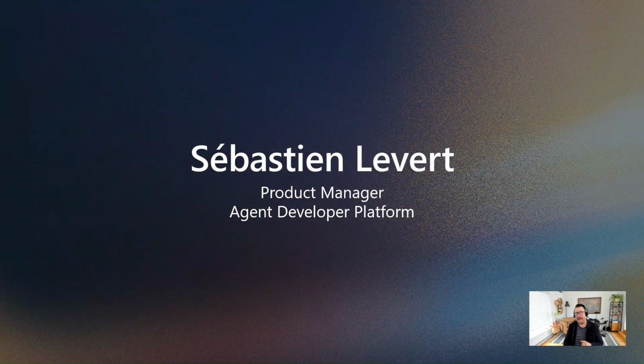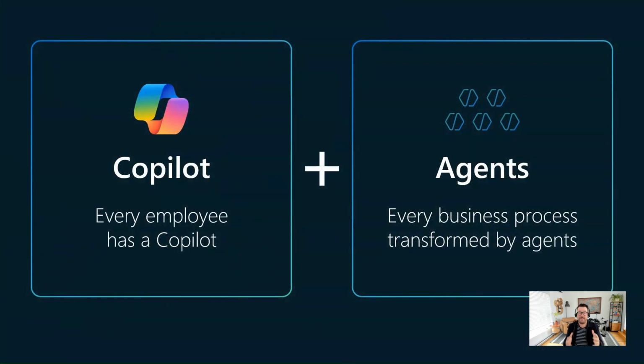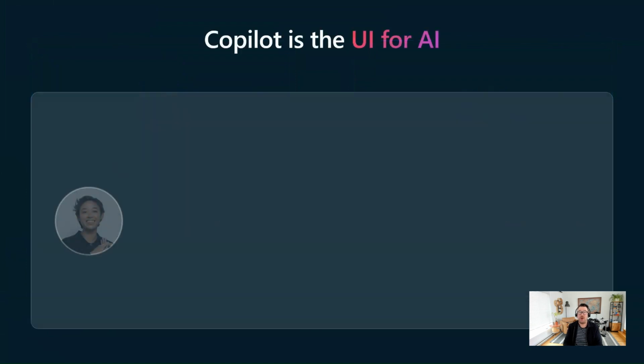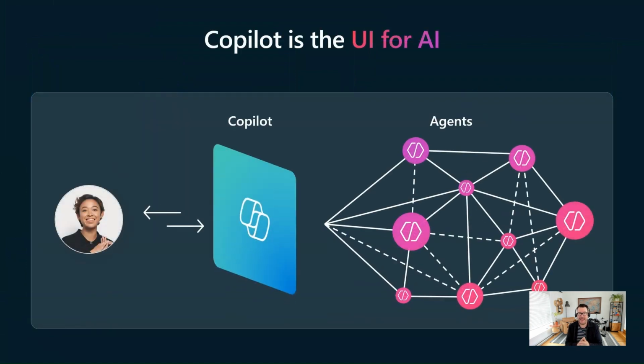But let's take a step back and think about what are agents in Microsoft 365 Copilot. Well, first, we're thinking that every employee has a copilot, and agents are empowering these people for all of the different business processes by transforming their ways of working. Copilot is the UI for AI, and we're really thinking that by bringing new agents that you can customize to your own needs, you can really make Copilot way more productive.